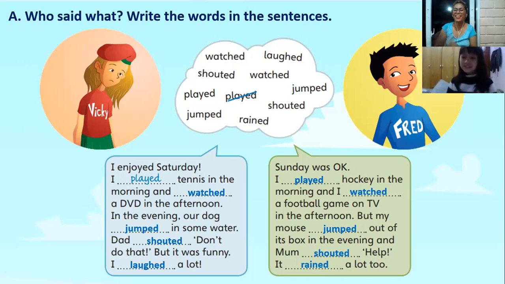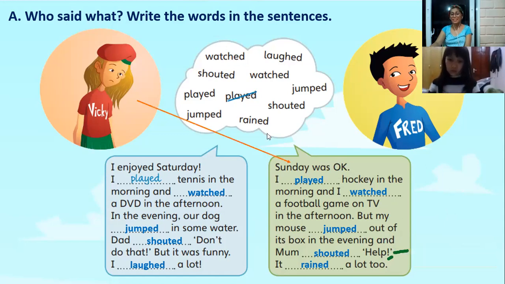Very good in reading. When you read, look at this, Amy. There is an exclamation point. If you can see this one, this is what we call an exclamation point.